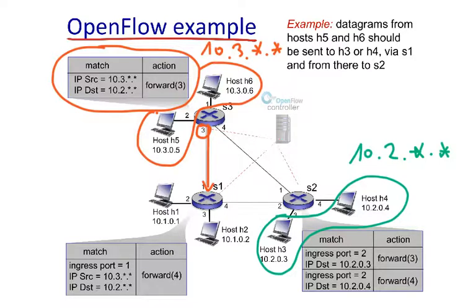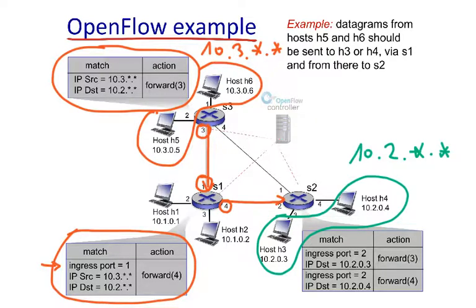Let's move to the next flow table, S1. First of all, I receive the packet by means of this incoming port. Then the source is the same, the red network, and the destination is the same, the green one. So forward by means of this outgoing port, number 4. This is the content of the flow table of S1.